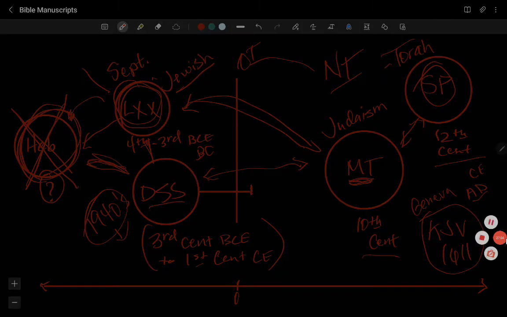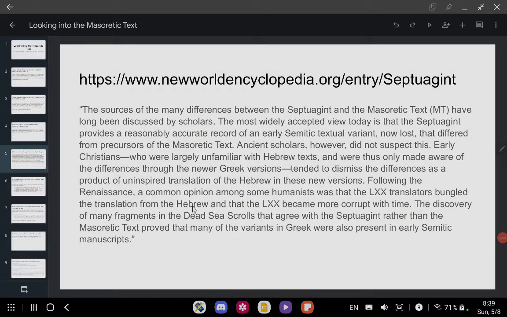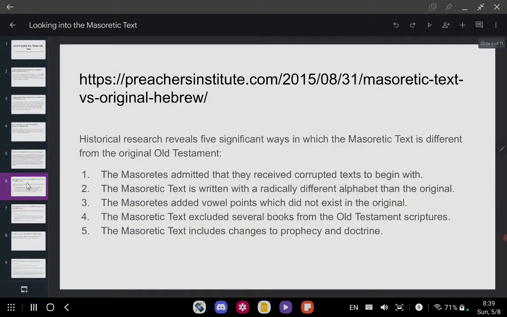But I want to jump on through here. We're at 27 minutes. All right, so what's my next one? All right, so I do want to show this. Historical, this is from this particular website. Historical research reveals 5 significant ways in which the Masoretic text is different from the original Old Testament.